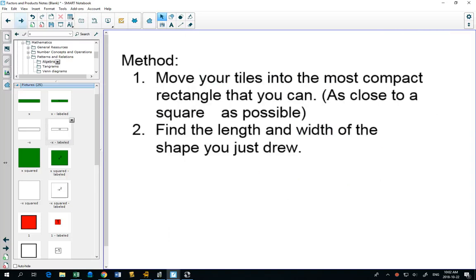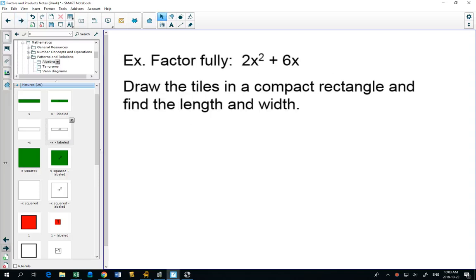All right, so what did we do? We moved our tiles into the most compact rectangle that we could, and then once we had that rectangle, we looked at the length and the width to figure out the factoring. Of course, you guys are already good at factoring, and you could factor ones that you could do even without tiles, right? Because sometimes I used S's and T's and all sorts of complicated stuff on Friday. And you don't have tiles for that, but that's okay.